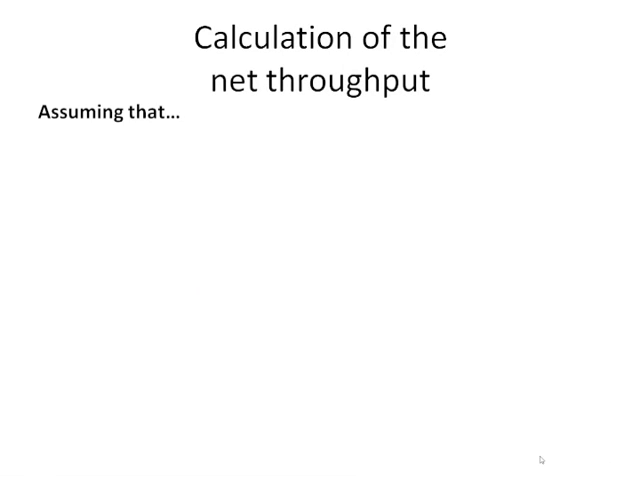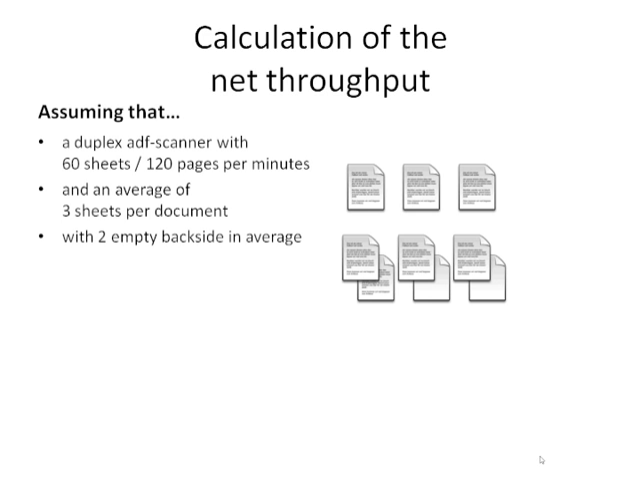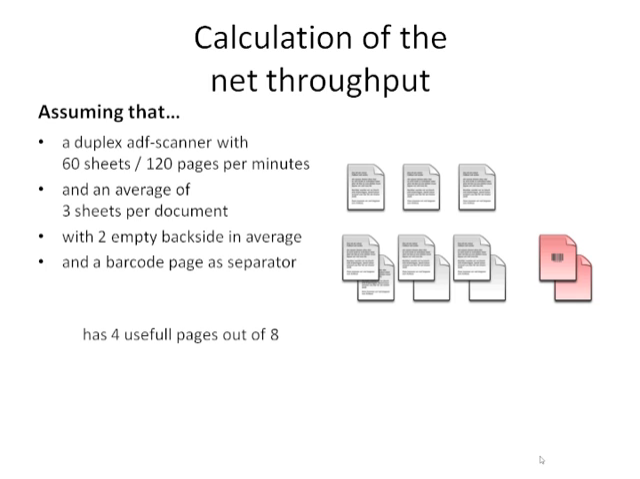So let's make a calculation of the net throughput. Let's assume that we have an ADF scanner with 60 sheets and 120 pages per minute in duplex mode. Let's also assume that we have an average of 3 sheets per document and maybe 2 empty backsides. Additionally, we need a barcode page as a separator. Taking all this into account, we have 4 useful pages out of 8, and that means we have a net throughput of 60 pages per minute.